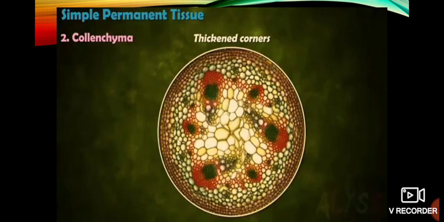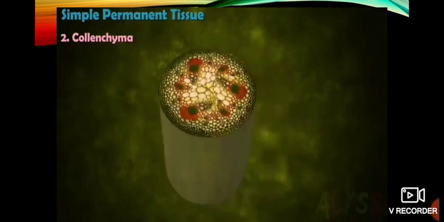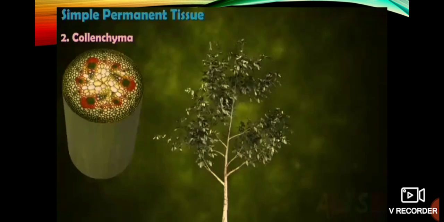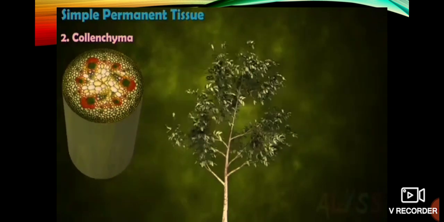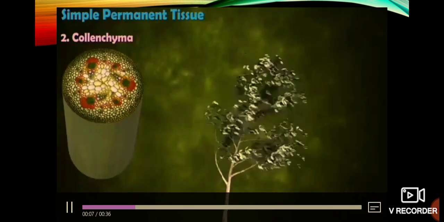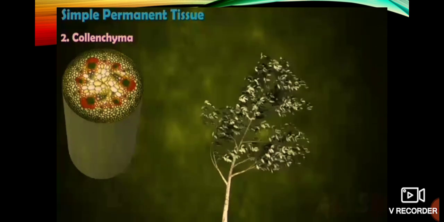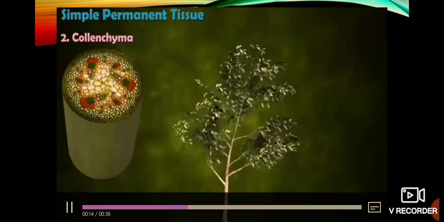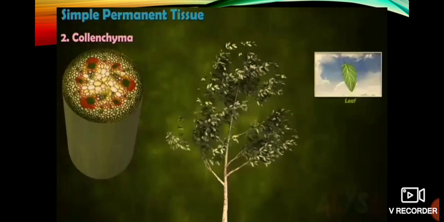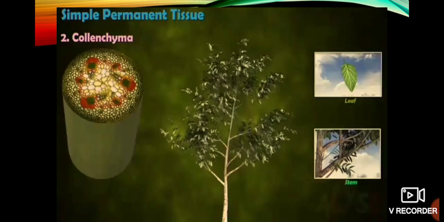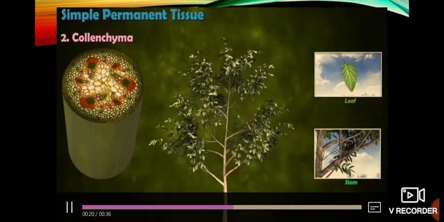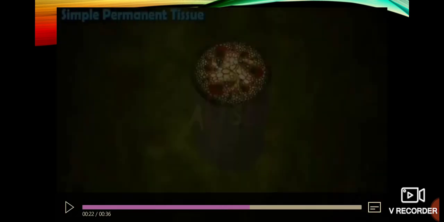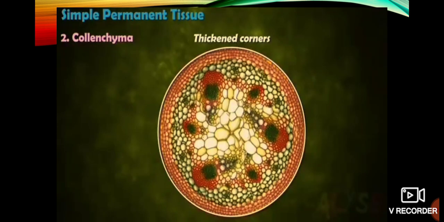Now, thickened corners. They provide flexibility to plants so that parts can bend without breaking. For instance, they are at petiole, leaf stalk, etc.